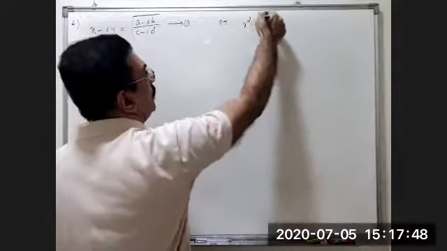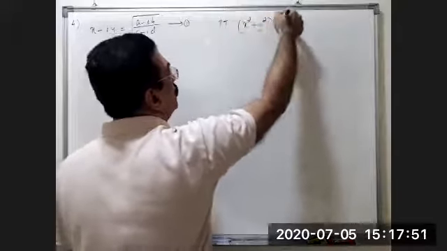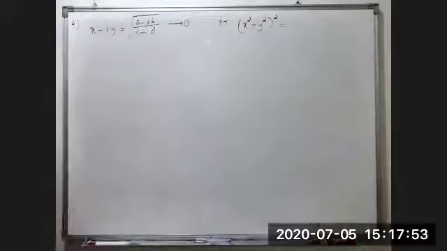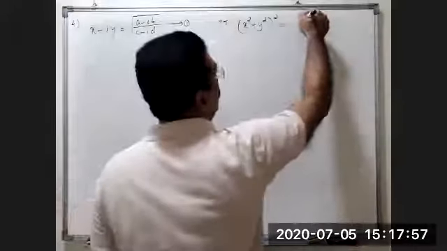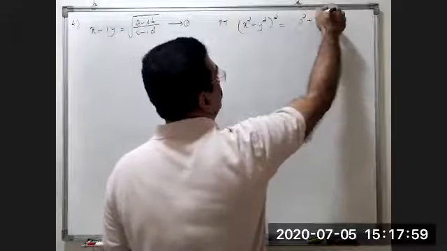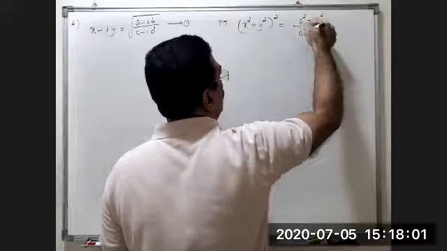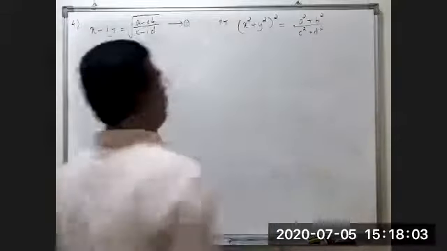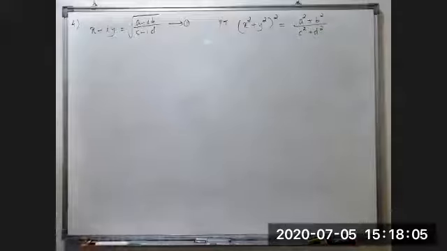(x square plus y square) the whole square is equal to (a square plus b square) by (c square plus d square). This is what we need to do. It is in your miscellaneous chapter 5, page number 112, question number 4.